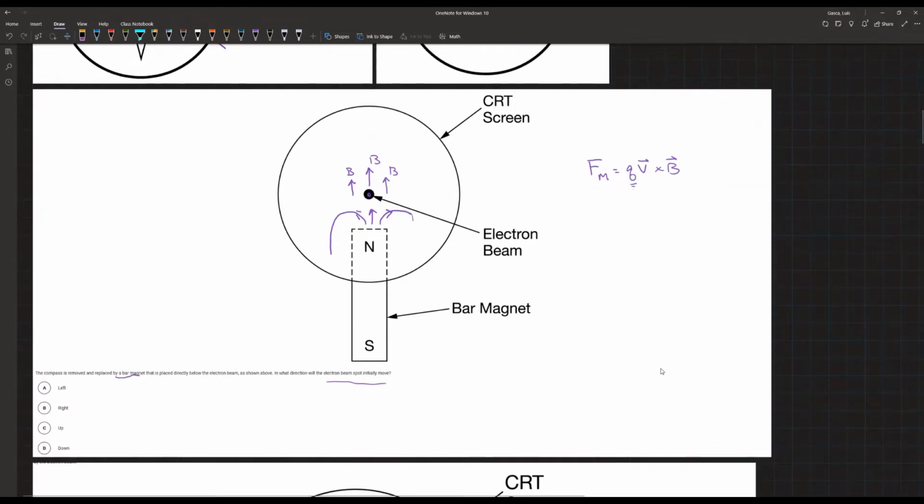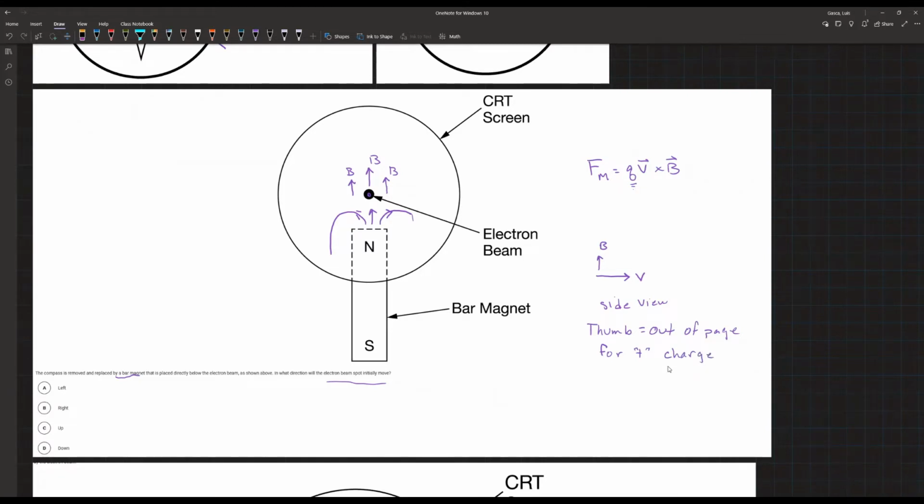So one way to think about it is I have my velocity from the side view in this direction. And then we have the magnetic field pointing up. We point our fingers along the velocity. We curl our fingers in the direction of the magnetic field. And what we find out is that the thumb is out of the page for a positive charge from this perspective.